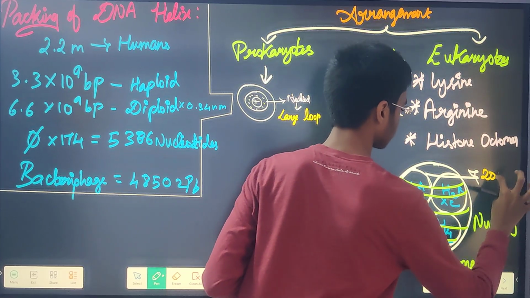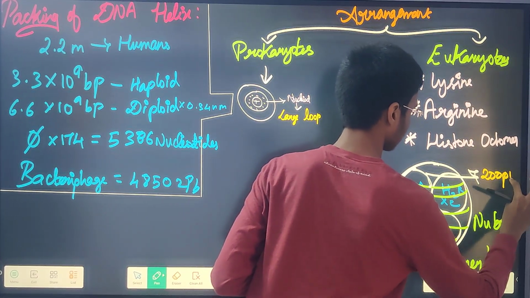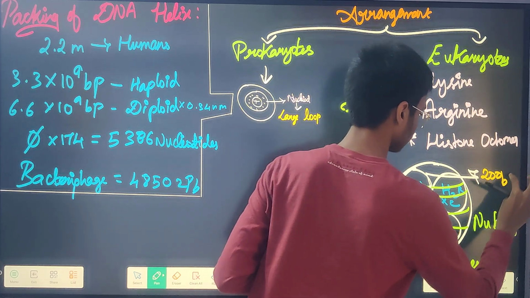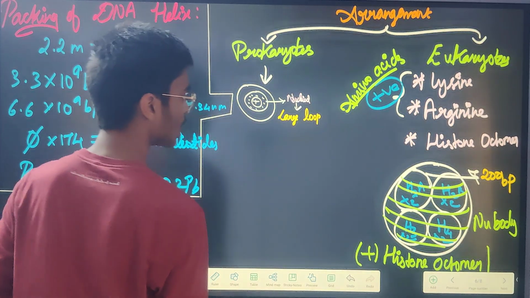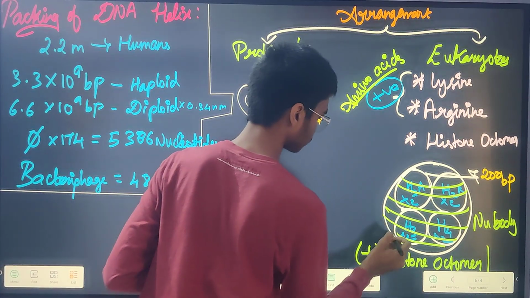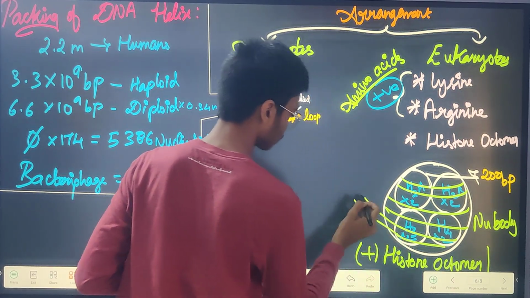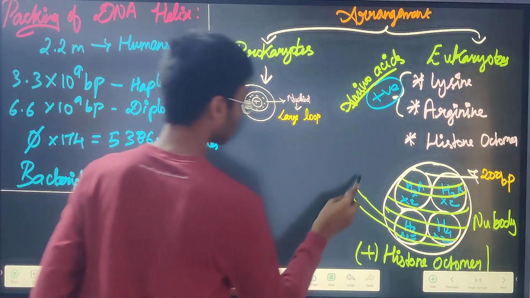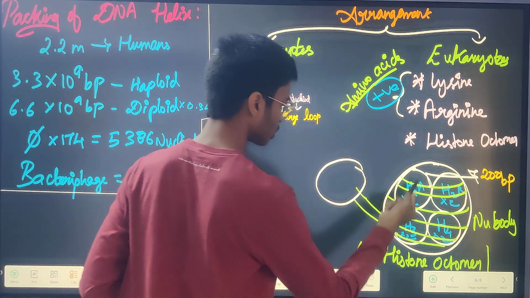Around 200 base pairs. So next, this DNA will be moving, and then it will go and check for another histone octamer, which will also have these proteins.